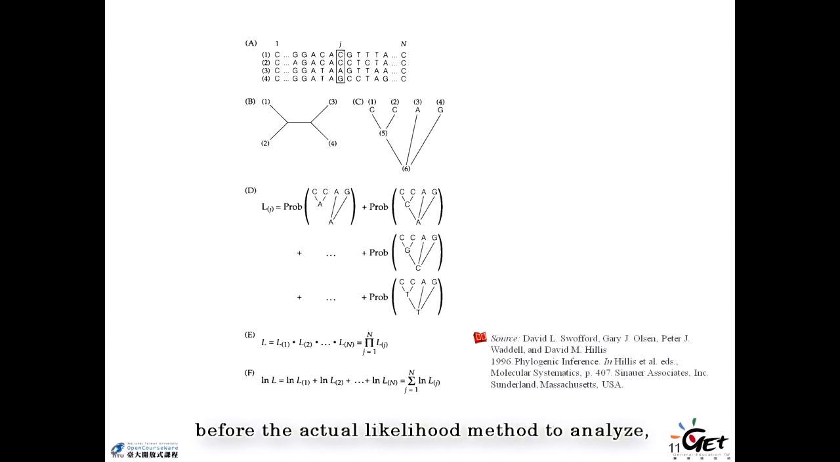Because before the actual likelihood ML method to analyze, we need to decide which is probably the best substitution model as well. So we need to do something in advance to see how we know this is the best model. Sometimes the best way is to calculate with different models like Jukes-Cantor, Kimura 2-parameter, GTR, or HKY, and calculate everything again to compare which one is better. But this is really tedious work.